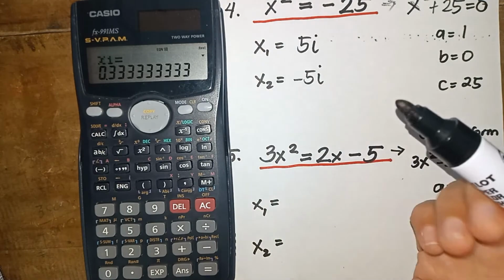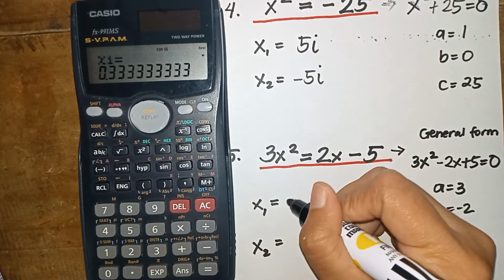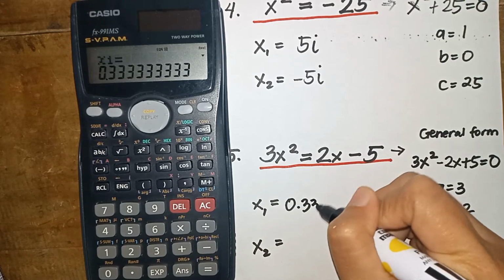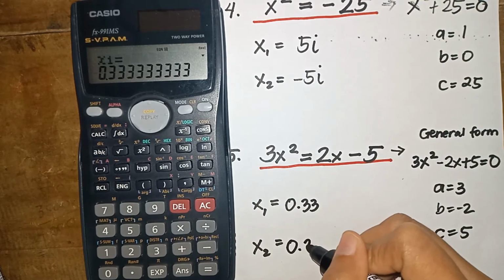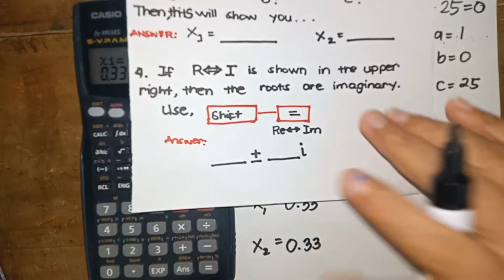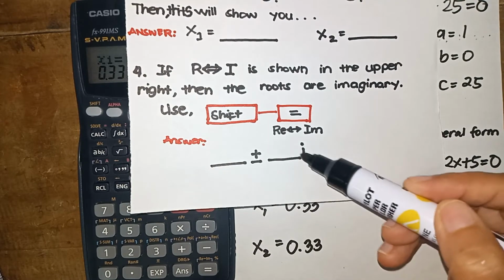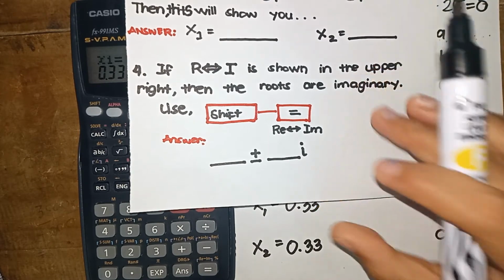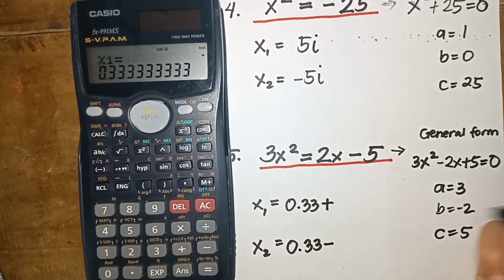So, we will write it in such a way that we write the real numbers first, 0.33. And then for the second root, we also put the real number 0.33. And as we explained earlier, there will be two roots: one is plus and the other is minus. And then the other term is an imaginary number, so one is plus and the other is minus.